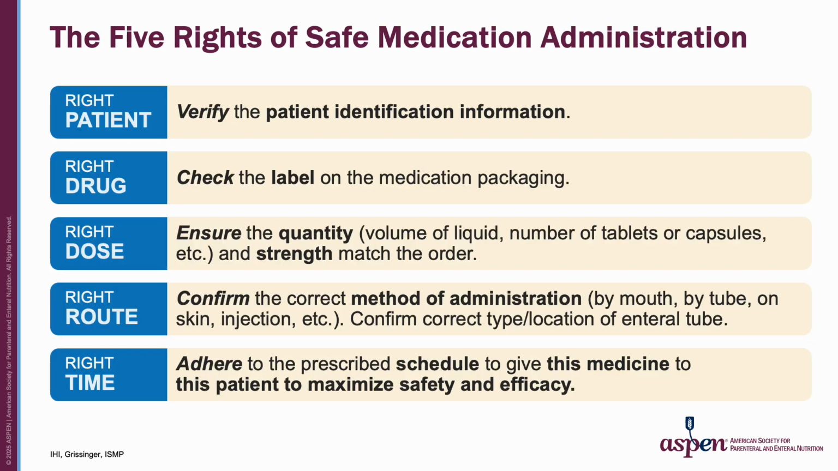The 5 rights of safe medication administration are fundamental principles designed to ensure the correct and safe delivery of medications to patients. These rights focus on giving the right medication at the right dose to the right patient through the right route and at the right time, helping to minimize errors and improve patient safety in healthcare settings.